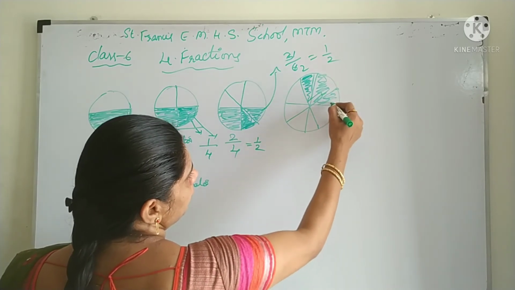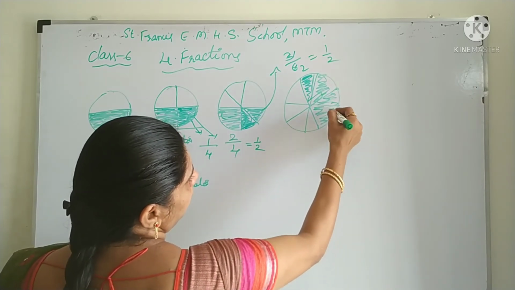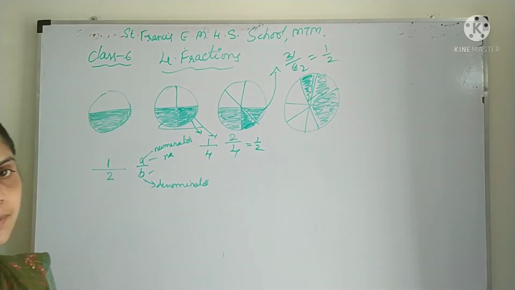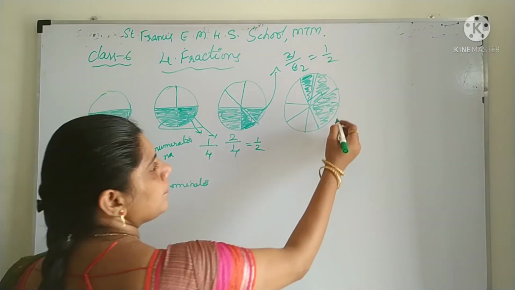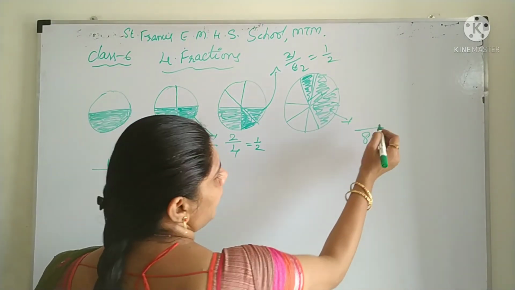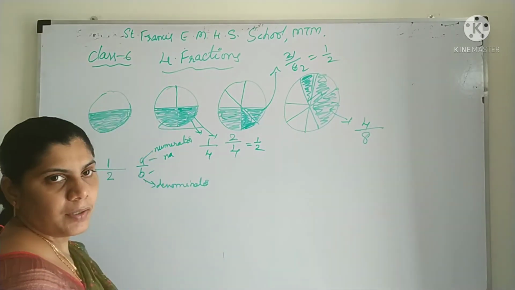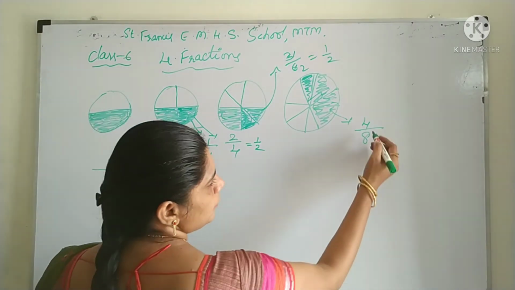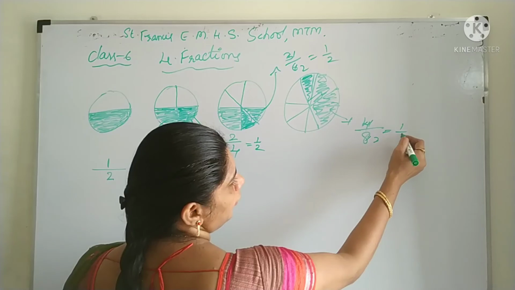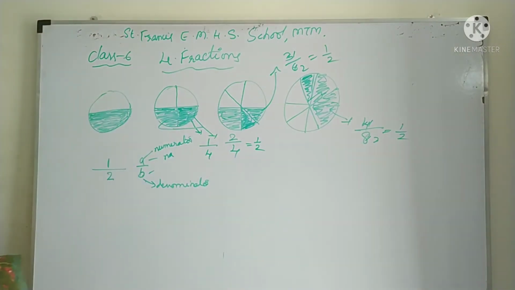Two, three, 4. Like this, I have to shade 4 parts. Now, how to represent this one? Total how many parts? 8 parts are there. 4 parts I have shaded. I can also reduce this one, right? So, 4 one time, 4 two times. Again, I got here 1 by 2. So, from these types of fractions, what have you learned? All are the same only, right?